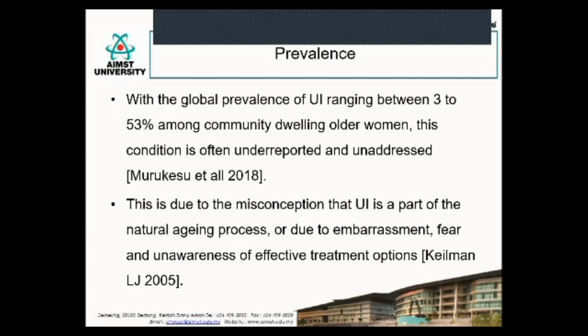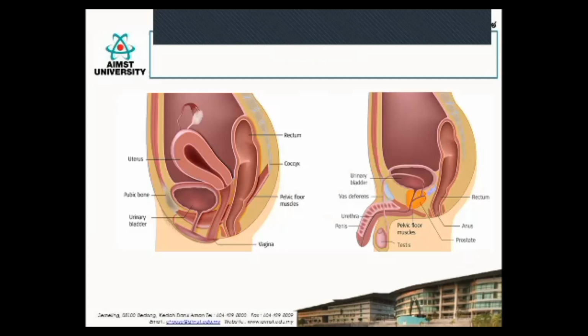Another thing is that it is common in women. That is another misconception women have. Then, because of fear and unawareness of effective treatment, they don't know that there is a treatment for this particular problem. All these things lead to underreporting of the problem. But there are many cases all over the world, and especially in Asian countries there are also a large number of cases.